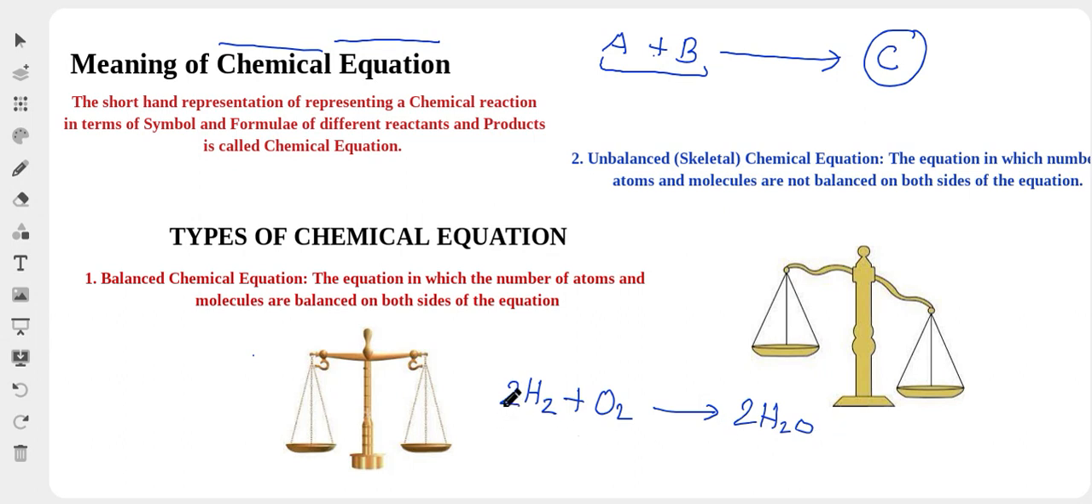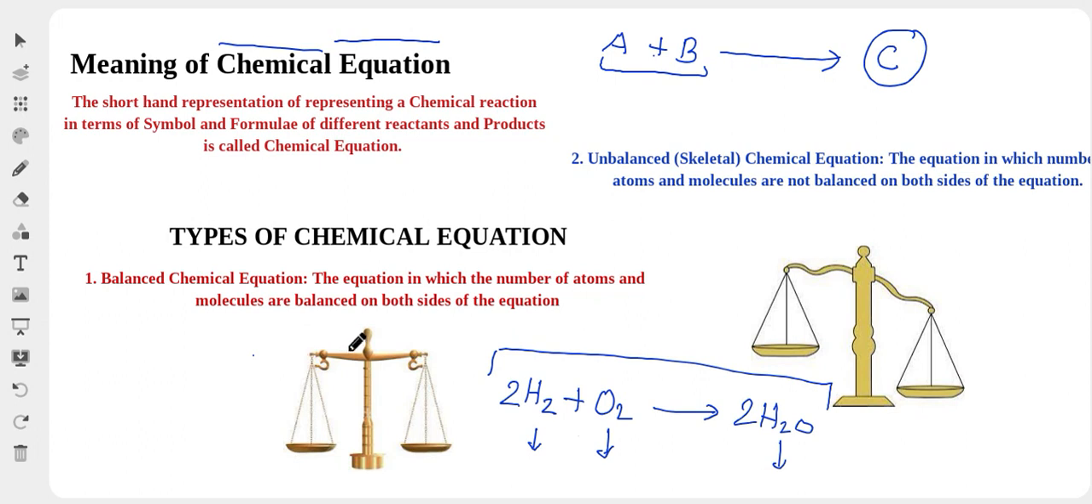This is the chemical equation, because we have represented this whole chemical reaction in the form of symbols and formulae. The symbol for hydrogen is H, the symbol for oxygen is O, and the formula for water is H2O. So we have represented this whole reaction in the form of symbols and formulae, which is known as the chemical equation.